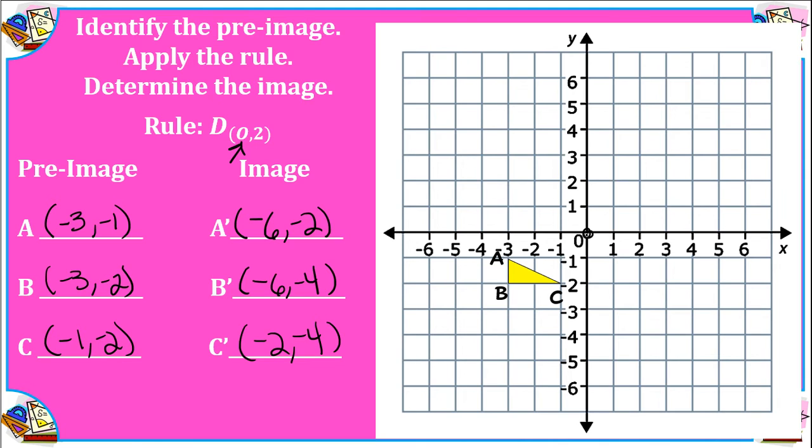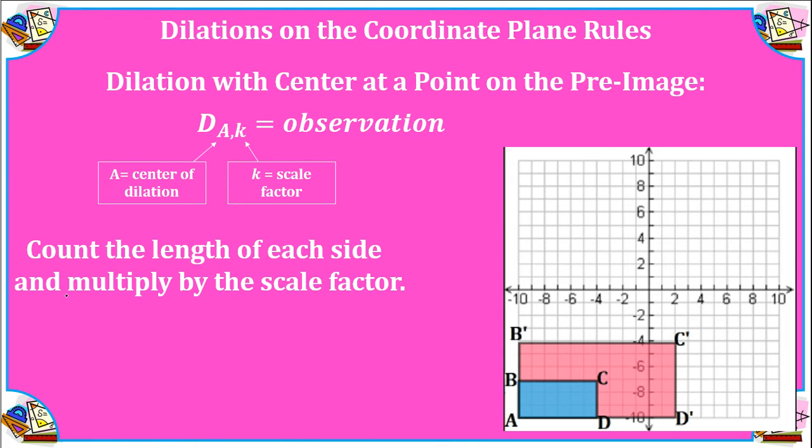So everything's going to be pushed away from the origin. So we have -6, -2 for A prime. B prime is -6, -4. And C prime is -2, -4. And then we construct this triangle, and you can see our coordinates were being pushed away from our center of the origin.